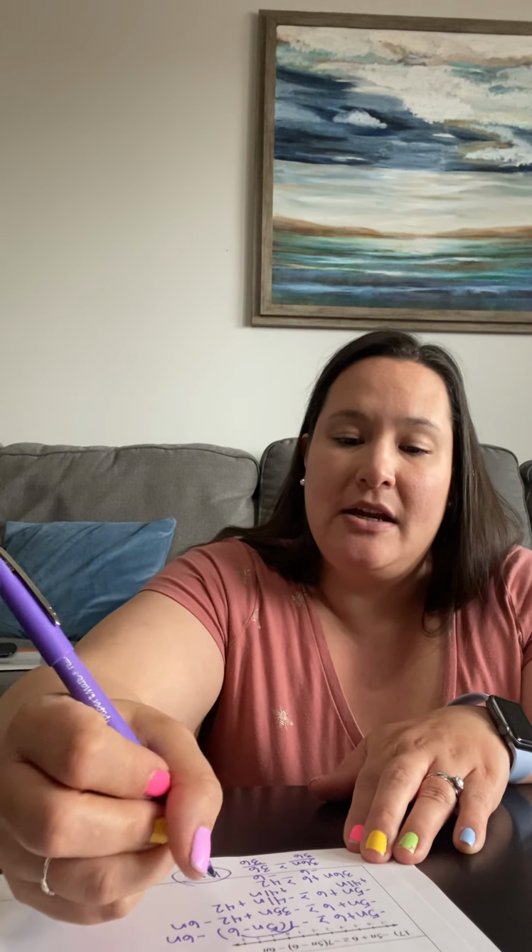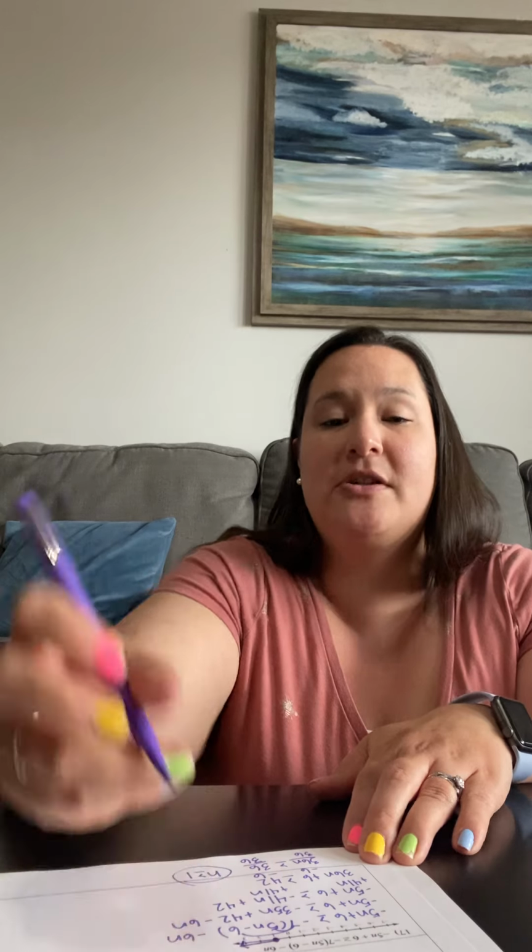So I draw my circle at 1. It's going to be filled in because it's greater than or equal to, and it's going to go toward the larger numbers because it's greater than.